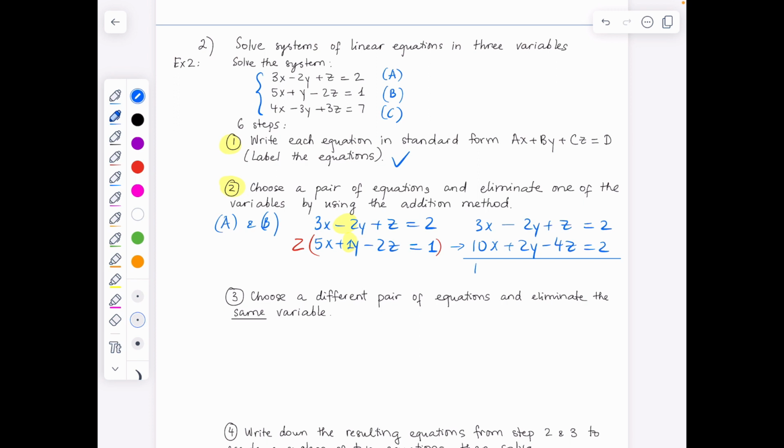3x plus 10x is 13x. Negative 2y plus 2y will cancel. Z minus 4z will give you negative 3z. Then 2 plus 2 gives us 4.